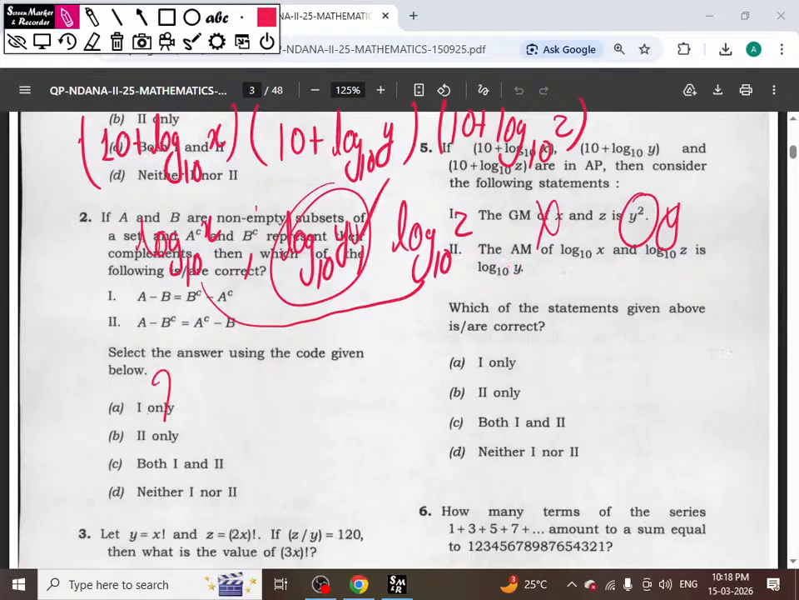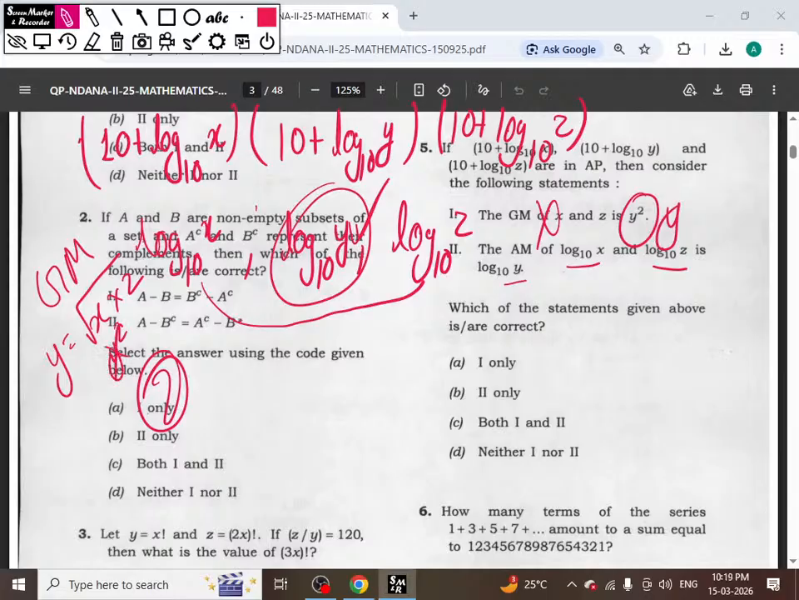Okay, the second option is the AM of log 10x, log 10z and log 10y. The basic formula of GM is y equals root of x into z, but it's not y square. AM is always the middle one, so AM is correct and GM is not correct.